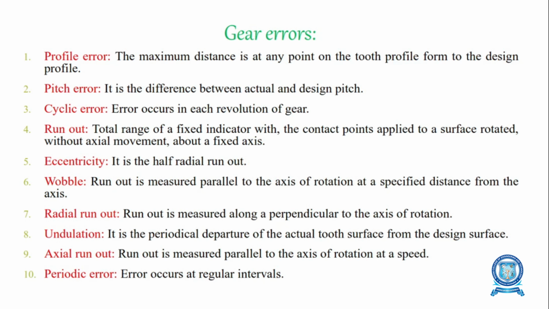The next one is axial runout. We already studied that in wobble. And the next one is periodic error. It is the error which occurs at regular intervals. This periodic error occurs at regular intervals or a regular period of time. It may occur in a certain period of time, and that is called periodic error.